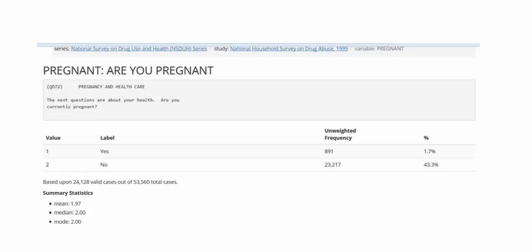So I came across an interesting report from the National Survey on Drug Use and Health. This is a part of the National Household Survey on Drug Abuse. Apparently one of the questions they asked these adults is, are you pregnant? Right? So are you pregnant? Yes or no?